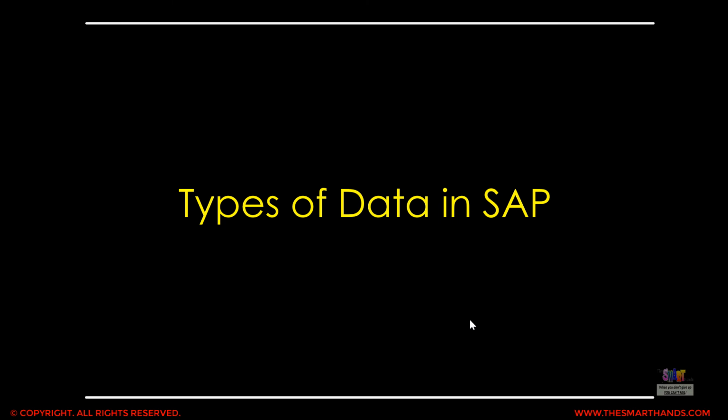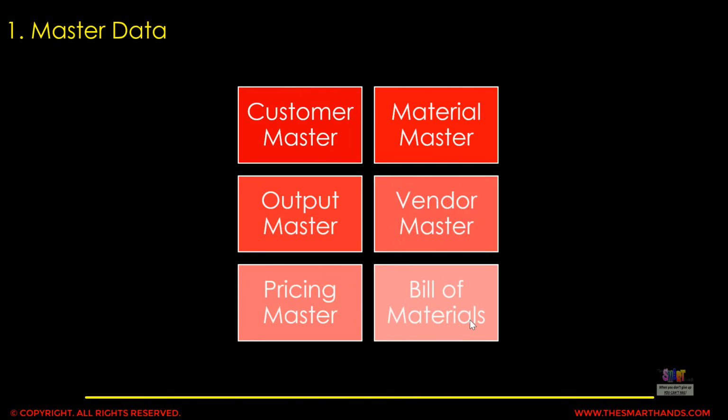So now we'll discuss briefly the types of data in SAP. So there are basically different master data. So for example, customer master data, material master data, output master data, vendor, pricing master data, bills of material. So these are the different types of master data.